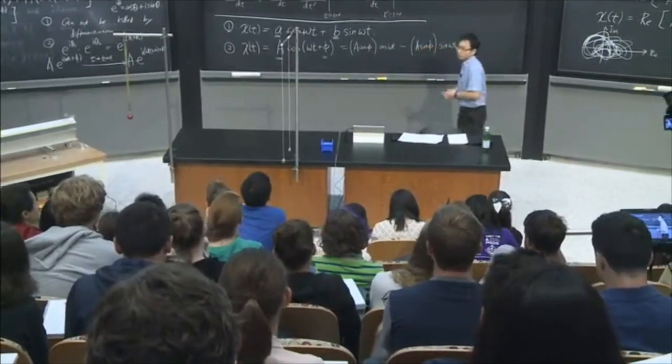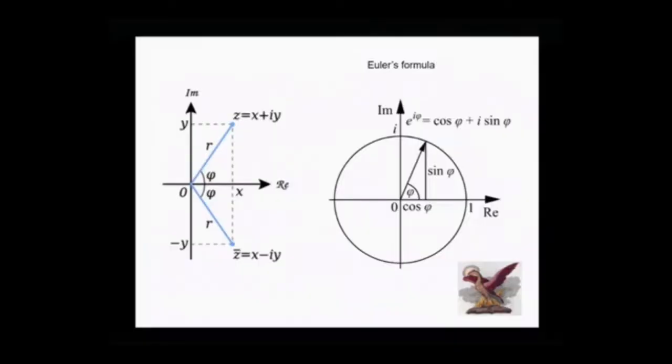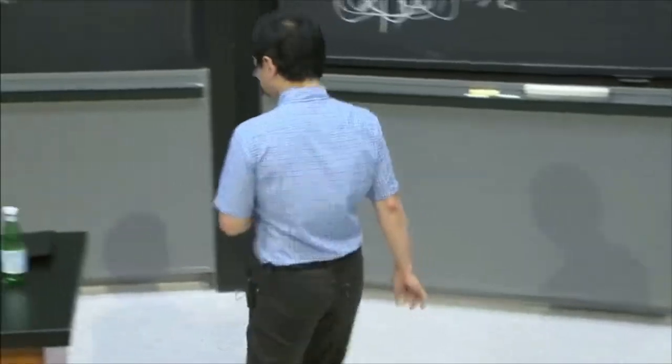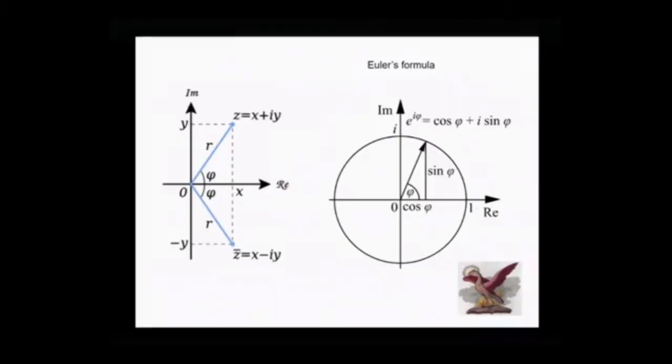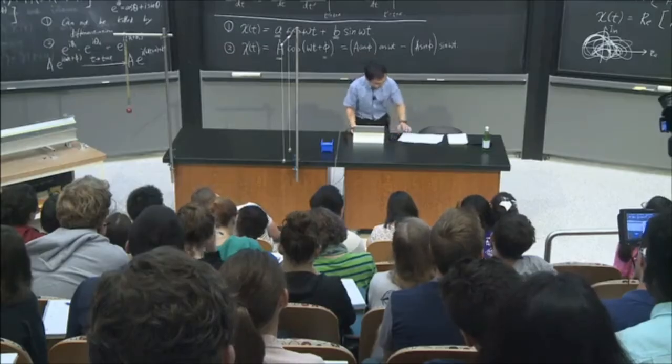Okay, so I think this is actually a basic slide, just to remind you about Euler's formula. Exponential i phi is equal to cosine phi plus i sine phi. If you are not familiar with this, it is useful to review a little bit about the exponential function, which will be very useful for this class.